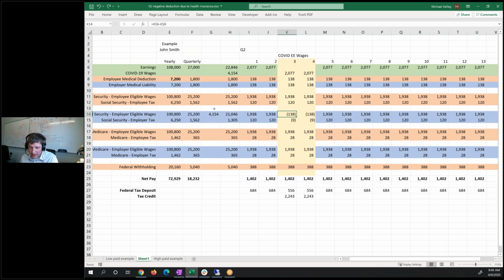Therefore, the correct thing to do is to allow this to go negative on the eligible wages and the tax itself, and to take the federal tax deposit and reduce your federal tax deposit, in this case by $9. It will still net out, of course, you still owe money, but you reduce the federal tax deposit by $9 and remit that to the government. Of course, you can then take your federal tax credit, which is your wages, employer medical liability, and your Medicare.